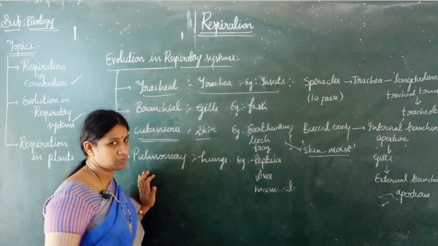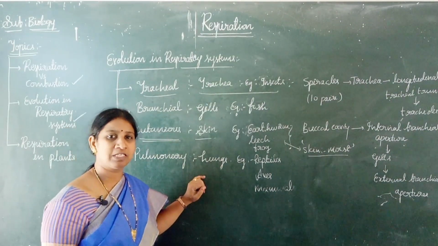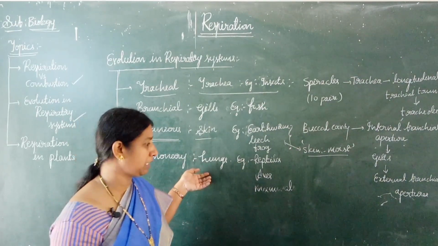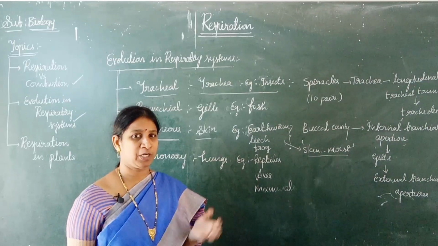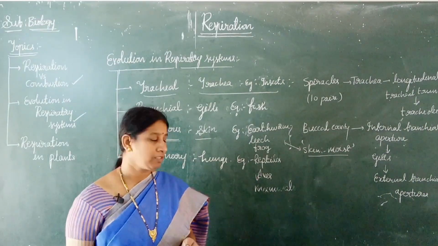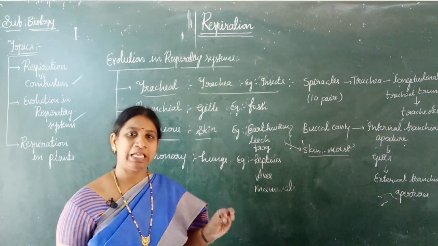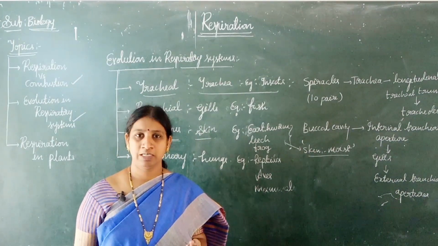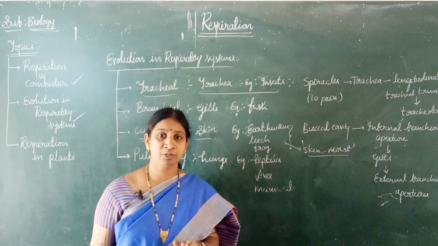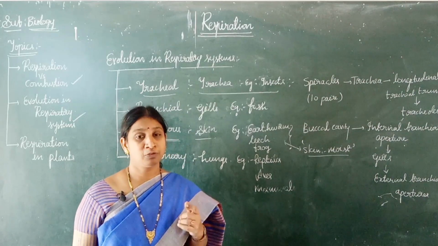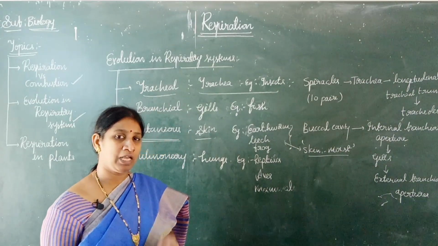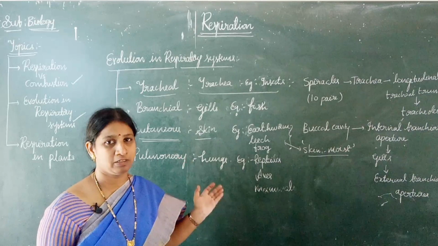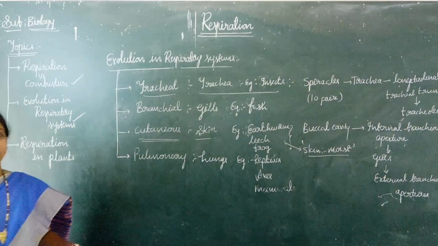Now the pulmonary respiratory system. The respiration which occurs through lungs is called the pulmonary respiratory system. This topic we already discussed: how the lungs play a vital role in inhalation and exhalation, how oxygen enters into cells, and how cellular respiration takes place. In all higher animals like reptiles, aves and mammals, we belong to mammals, even dolphins and whales. Dolphins and whales live in water, but they belong to the mammal category. They are aquatic mammals. They also respire through lungs. So in all higher animals, we can see lungs as respiratory organs. It is a very well developed respiratory system compared with others. So this is about the evolution of the respiratory systems.